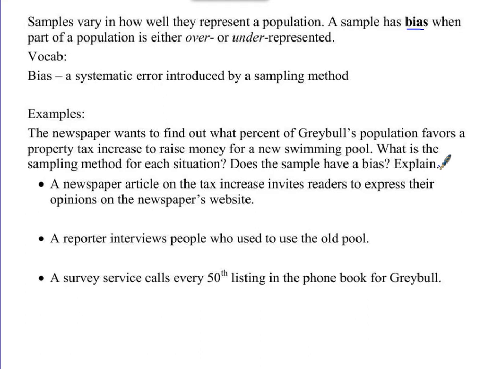So for the first one, a newspaper article on the tax increase invites readers to express their opinions on the newspaper's website. What type of sampling method would that be? So what would that be called? Self-selected sample. That's right. Because people who do this are taking their own time and their own energy, and they're taking part in this on their own. So it's self-selected.